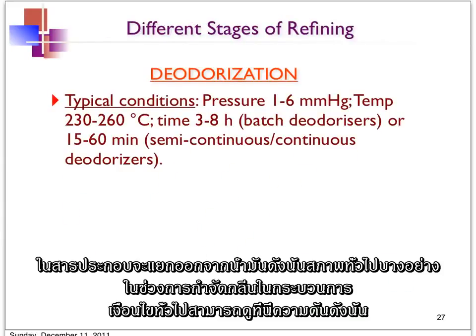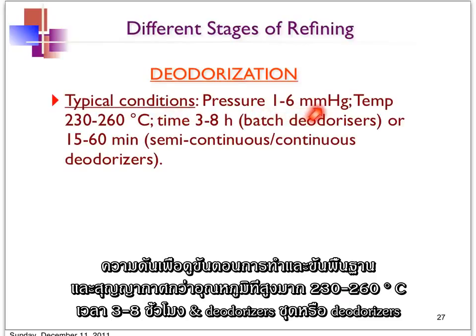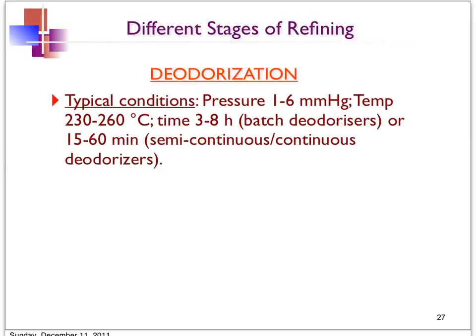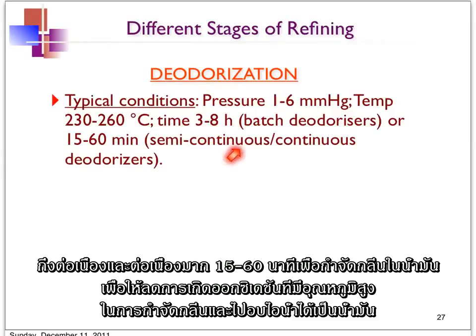So let's look at some of the typical conditions in the deodorizer during the process. The typical conditions you can see here, the pressure. So it is very low pressure. So the process is done basically under vacuum. Then the temperature is very high, between 200 to 230 degrees Celsius, and the time between 3 to 8 hours for batch deodorizers, or for semi-continuous and continuous deodorizers, much shorter, between 15 to 60 minutes.